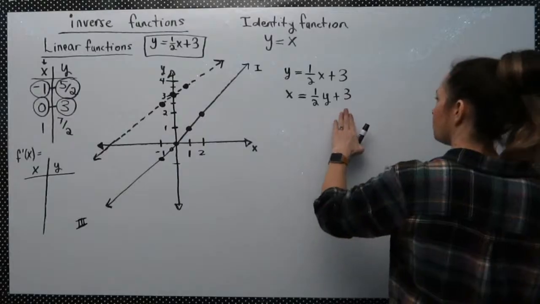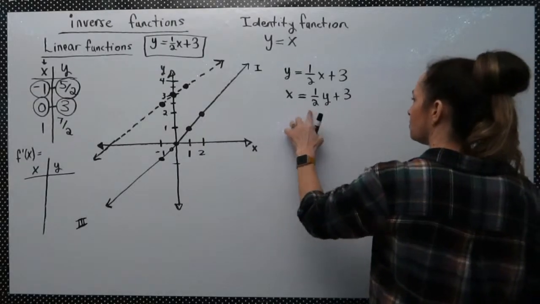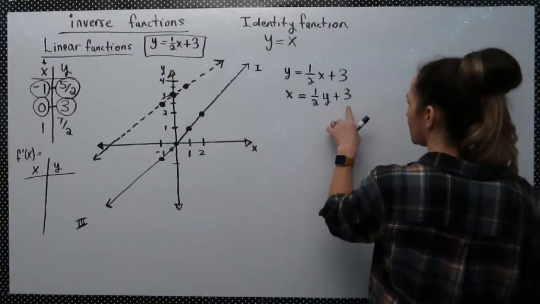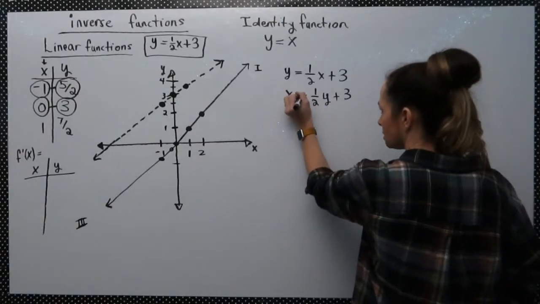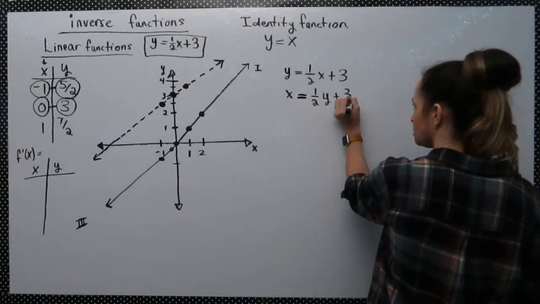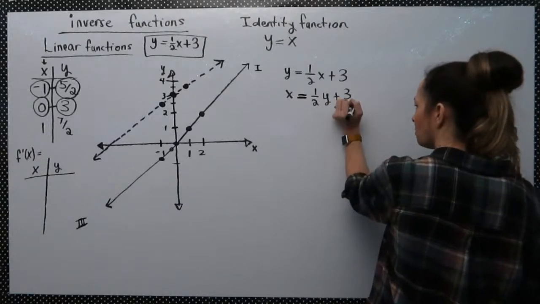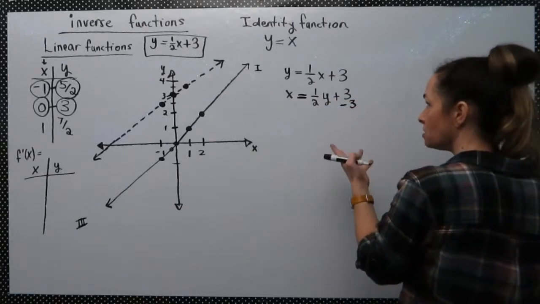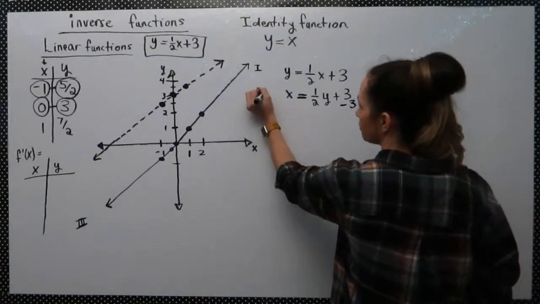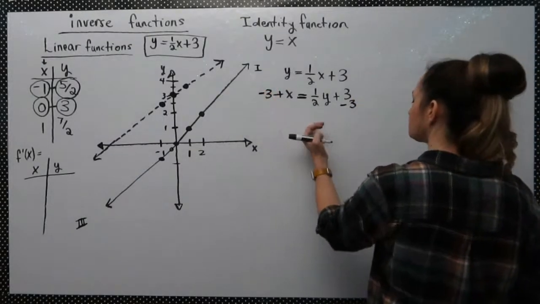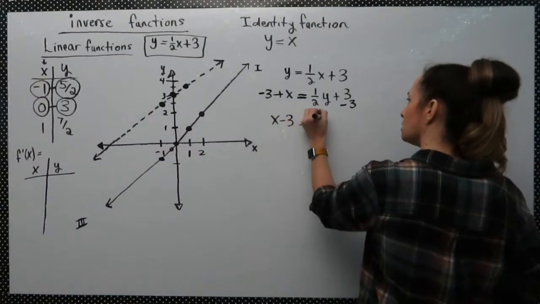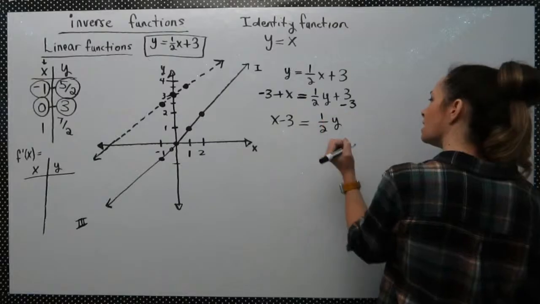I have to perform some properties of real numbers and equality and treat this little equal sign and just start undoing the operations, performing those inverse operations. And that's pretty much how you solve. So I'm going to subtract 3 from both sides. And it's going to give me x minus 3 equals 1/2 y, just rearranging.